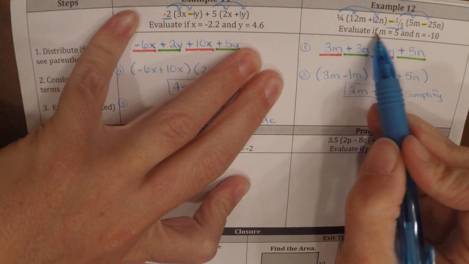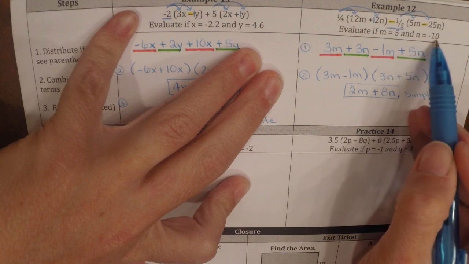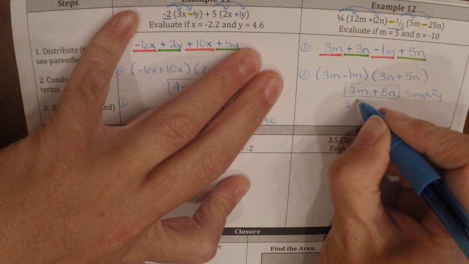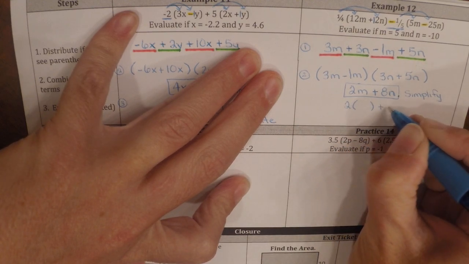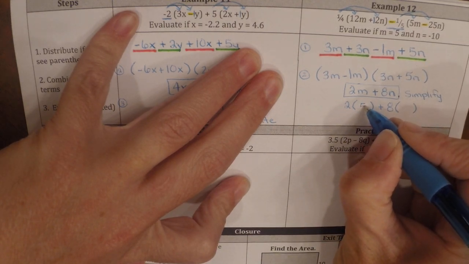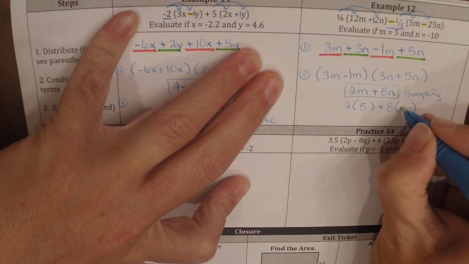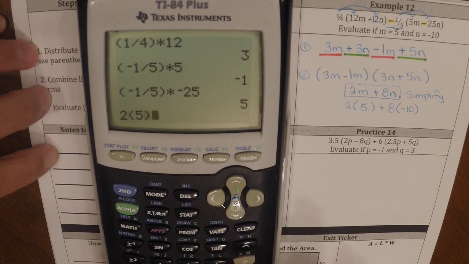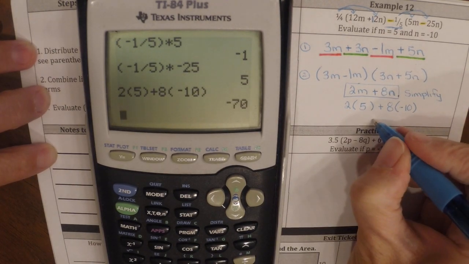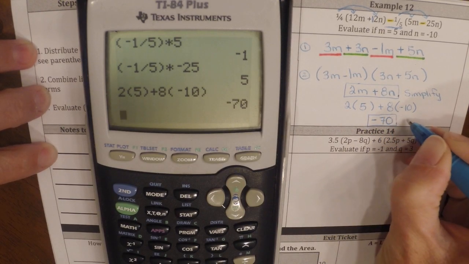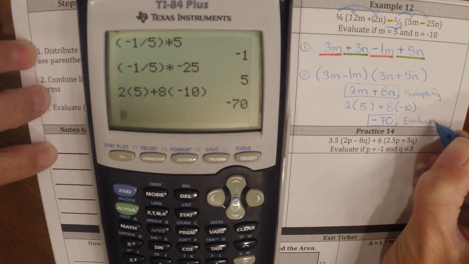And now we're ready to evaluate if m is 5 and n is negative 10. So side by side means multiplied. So 2, leave a space for m, plus 8, leave a space for n. And then m is 5, n is negative 10, and now we are calculator ready. So 2 parentheses 5 plus 8 parentheses negative 10, press enter, and my answer is negative 70. So again, this is the evaluate answer.